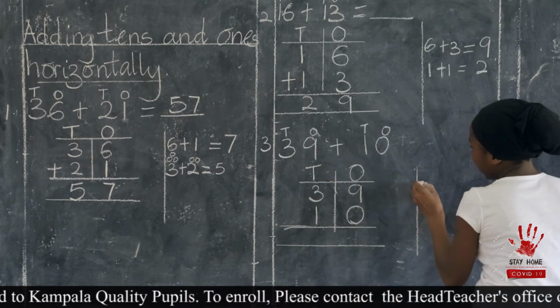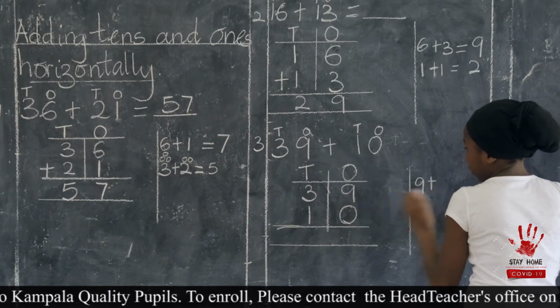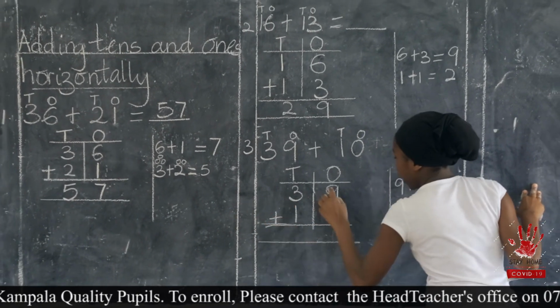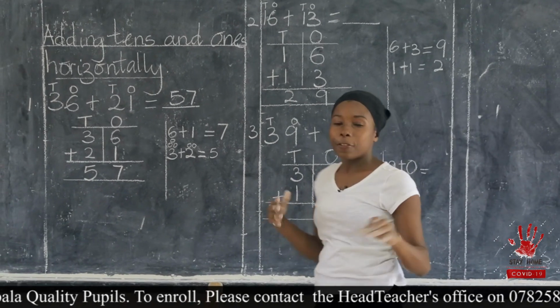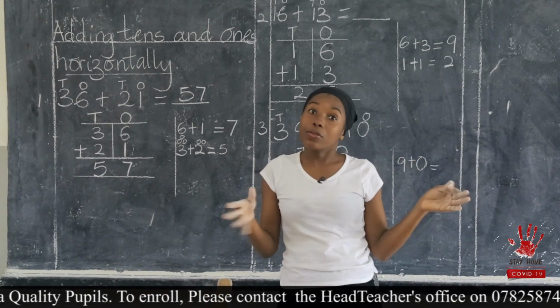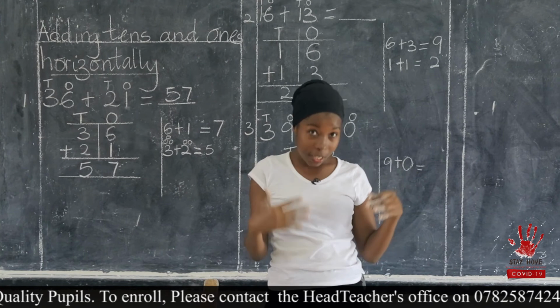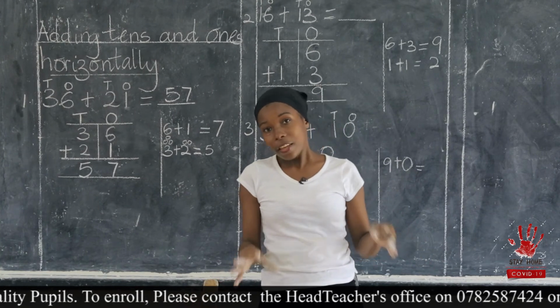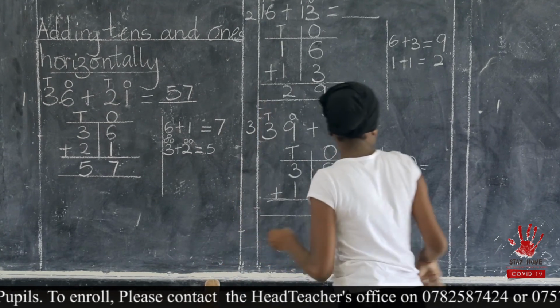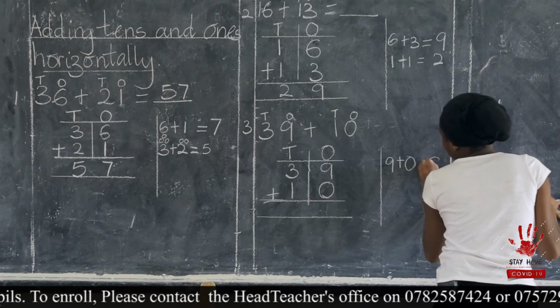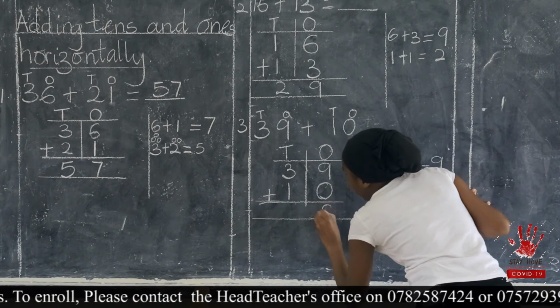So we have 9 plus, we are adding, remember? 9 plus 0. What is 9 plus 0? We said if you're adding a 0 to any number, it remains that number, because 0 means nothing. If you're adding nothing to the number, it remains that number. So 9 plus 0 is 9. I'll put my 9 here.